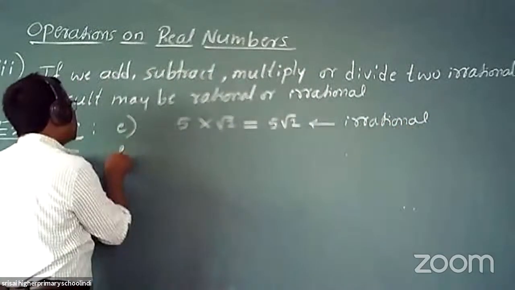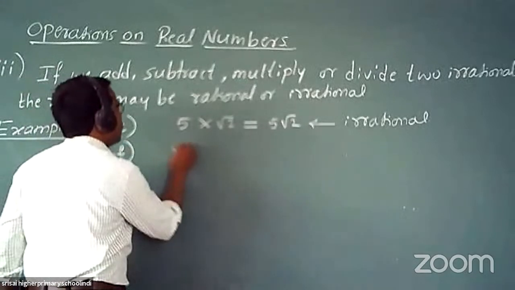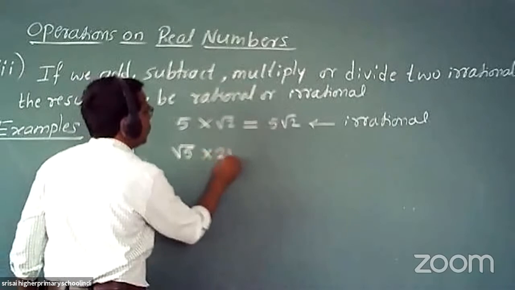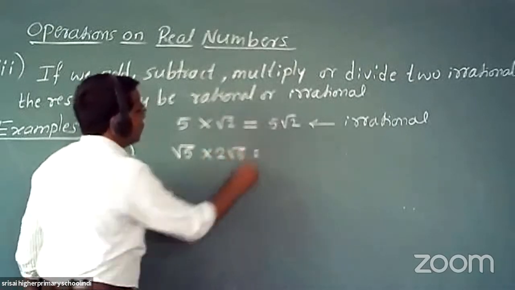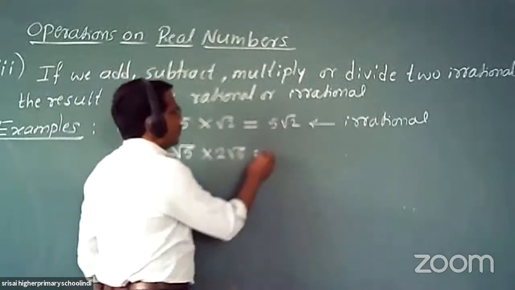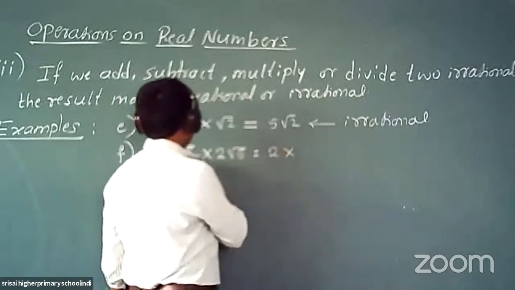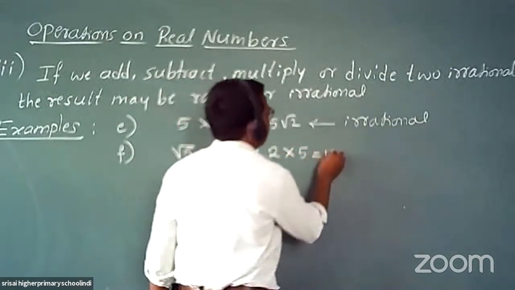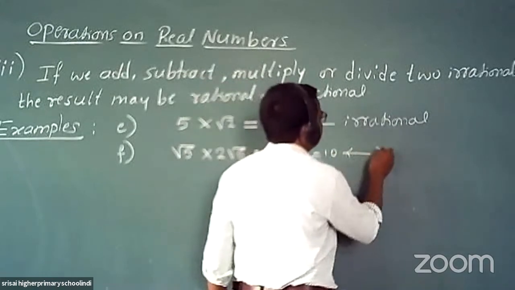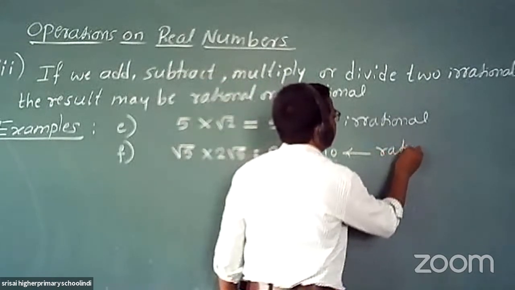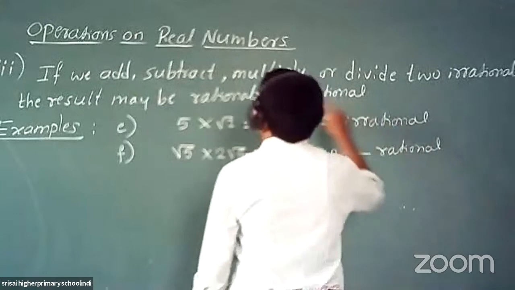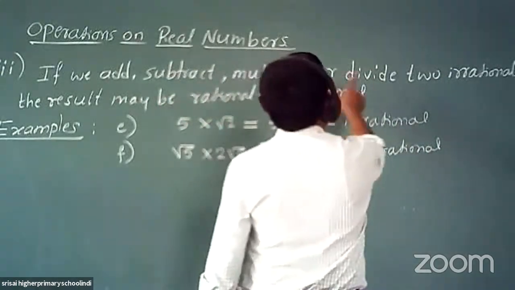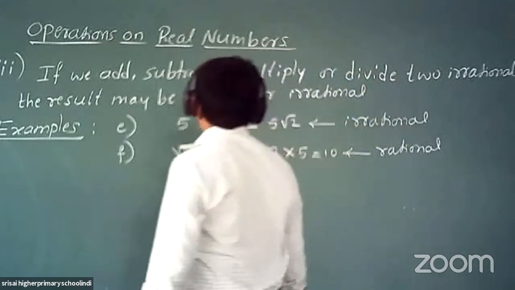Another example, square root of 5 into 2 root 5. This is equal to 2 into square root of 5 into square root of 5. The square root of 5 into square root of 5 is 5. 5 times 2 is 10. 10 is rational. What is told here? Subtract, multiply, divide two irrationals.